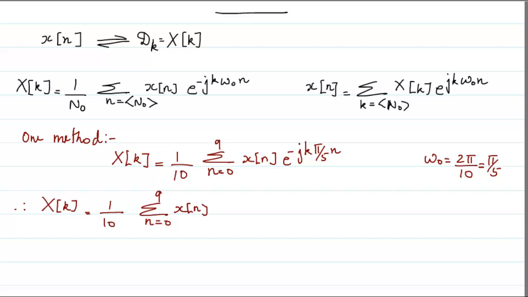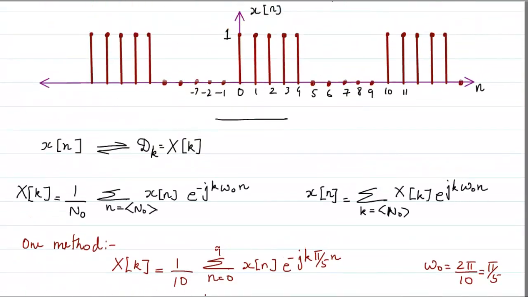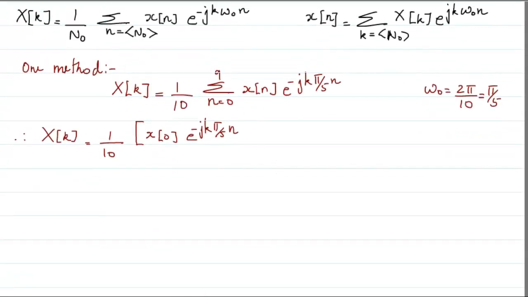Sorry, I have to put the values now. So I will straight away open up the summation. You know that the first values from 0 to 5 we are having. So x of 0 e raised to power minus j k pi by 5 n. Now what is x of 0? X of 0 is 1. Similarly x of 1 is having a value of 1, x of 2 is also having a value of 1. So up to 4, all the values are 1. So I will now not write x of 0, x of 1 and all. I will straight away put the values.